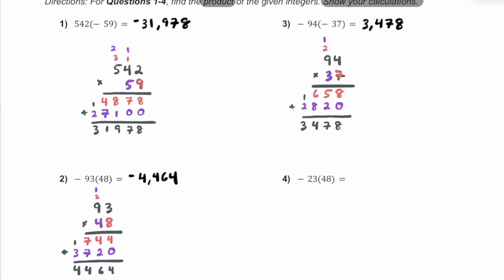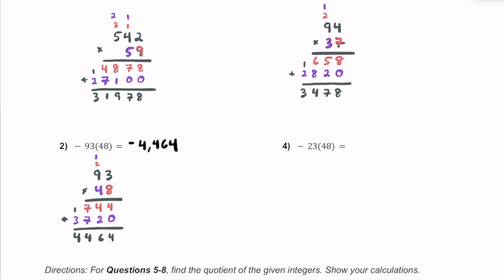All right, let's check out number 4 here. For number 4, we have a negative multiplied by a positive.